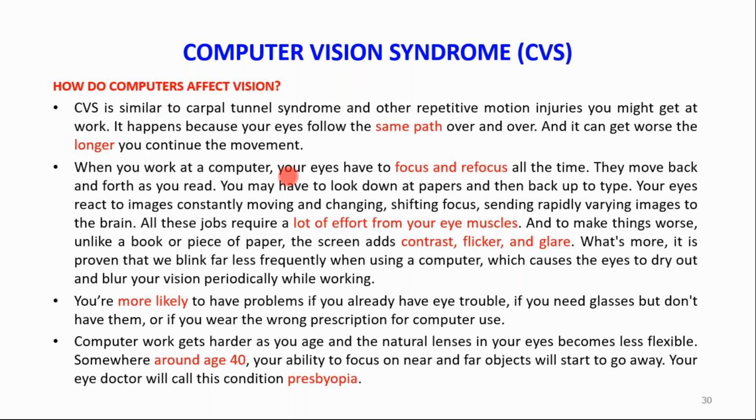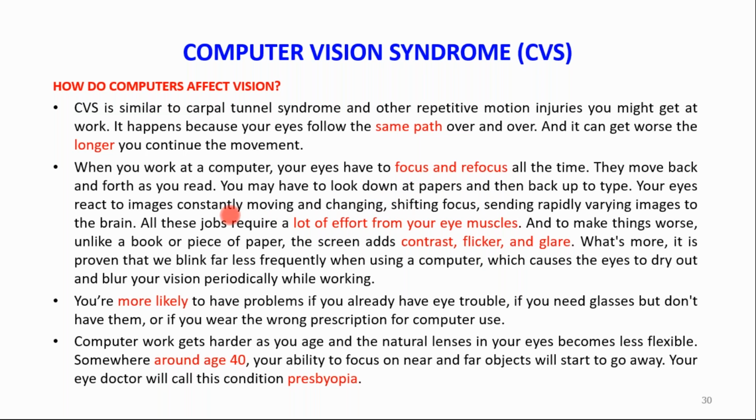When you work at a computer, your eyes have to focus and refocus all the time. They move back and forth as you read. You may have to look down at papers and then again back up to type. So sometimes we have to type some materials, and for that purpose we have to read the books, we have to read the notes, or we have to read something else, and then we have to type it. After typing some alphabets or some words, we have to read again. So these movements also create issues.